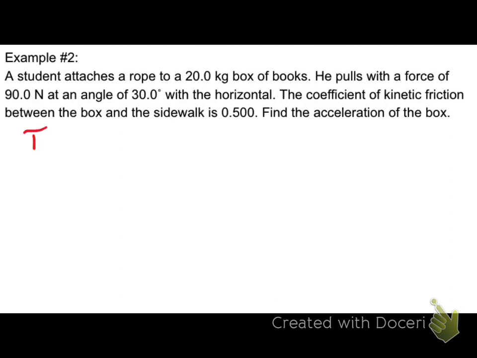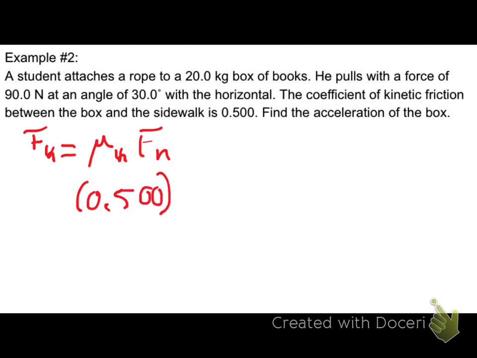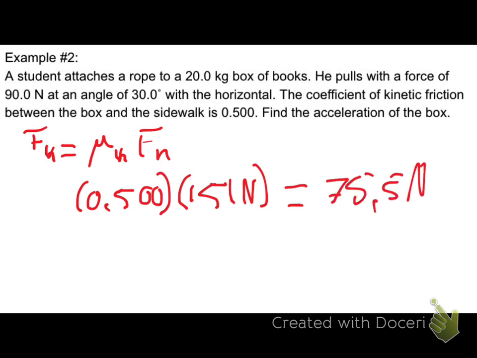We're going to use our force of kinetic friction is equal to mu sub k times the normal force that we just solved for. So we've been given in our question the coefficient of kinetic friction. We know it is 0.500, no units because it's a ratio, times our normal force that we just solved for, 151 newtons. And that will come out to be 75.5 newtons. So what that's saying is that the force in the opposite direction to the applied force is this strong.